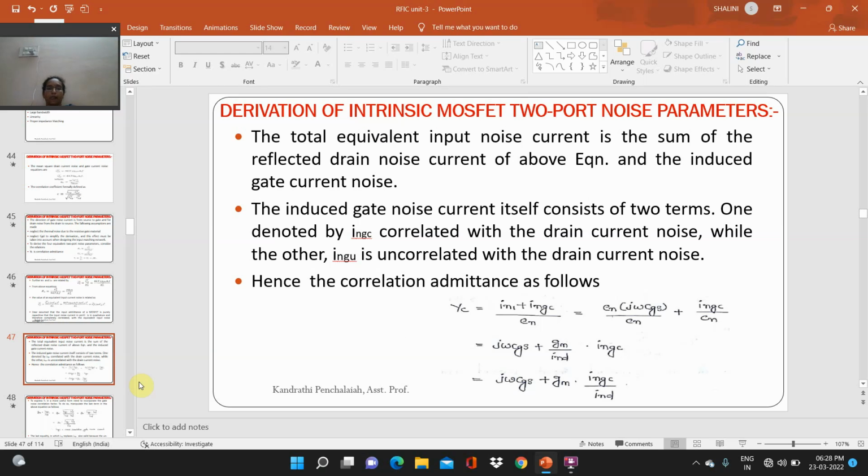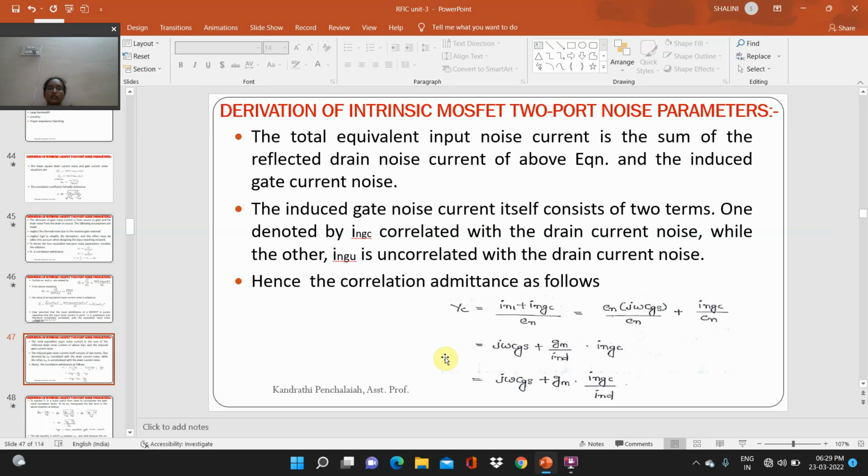Next, the total equivalent input noise current is the sum of the reflected drain noise current of the above equation and the induced gate current noise. The induced gate noise current itself consists of two terms, one denoted by INGC correlated with the drain current noise, while the other, INGU, is uncorrelated with the drain current noise.